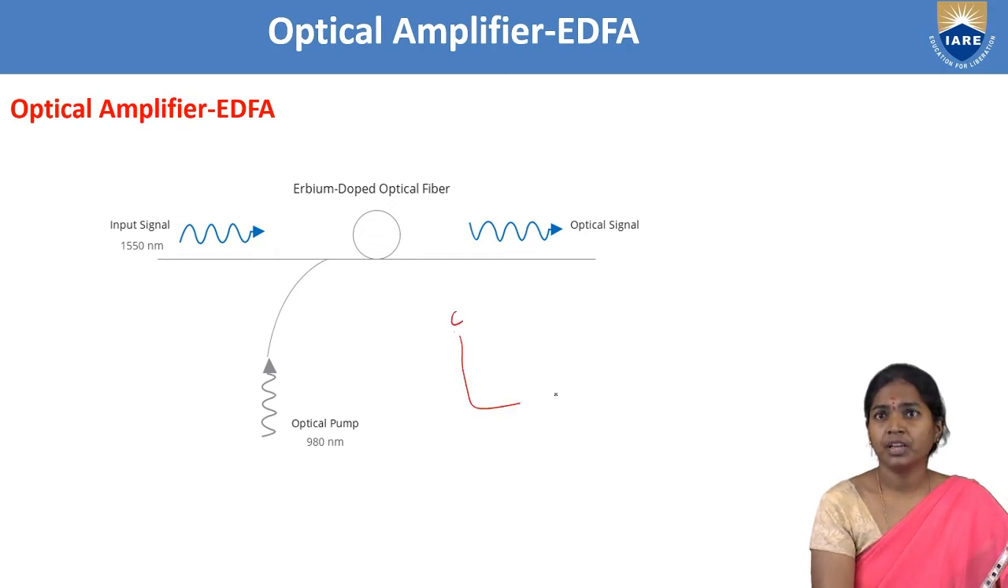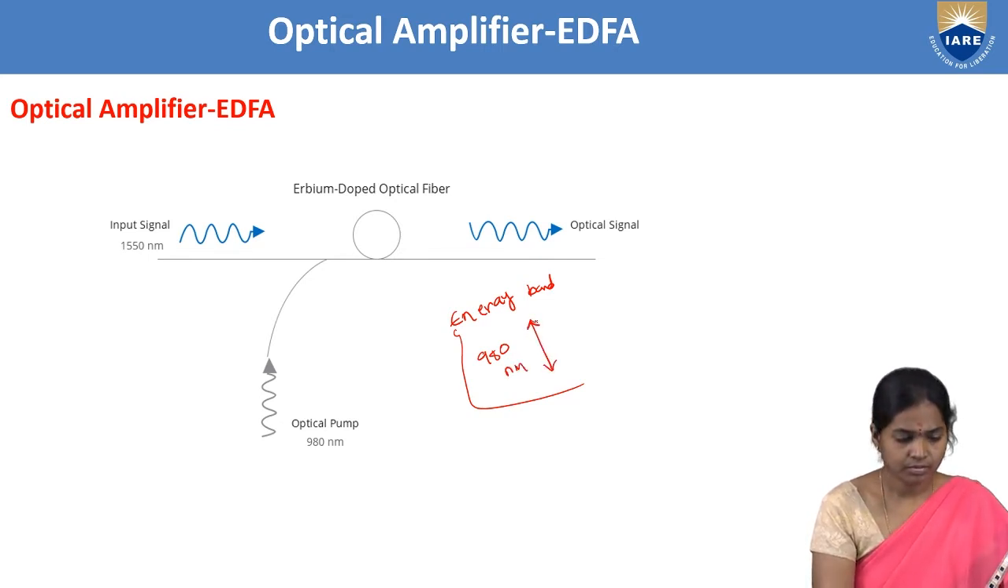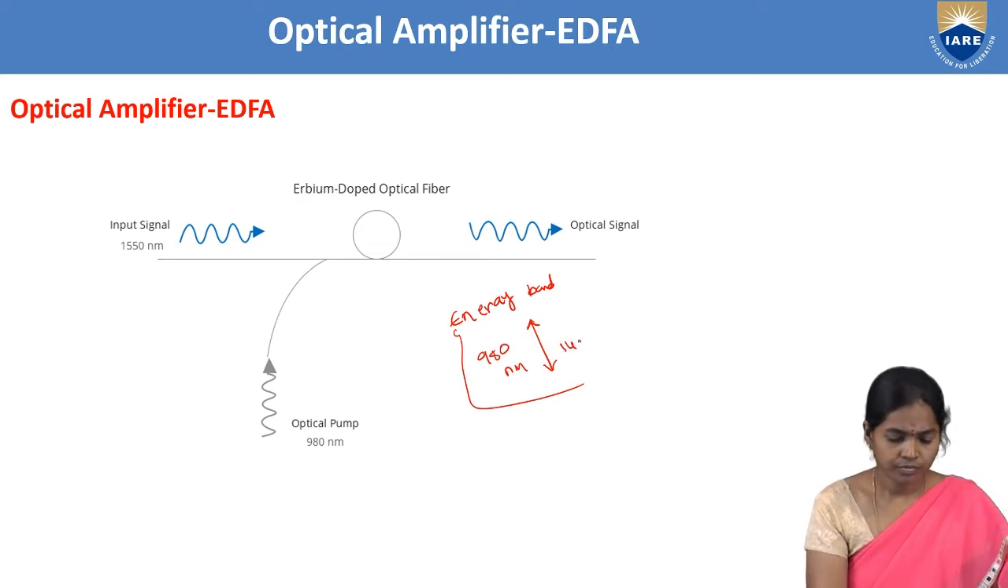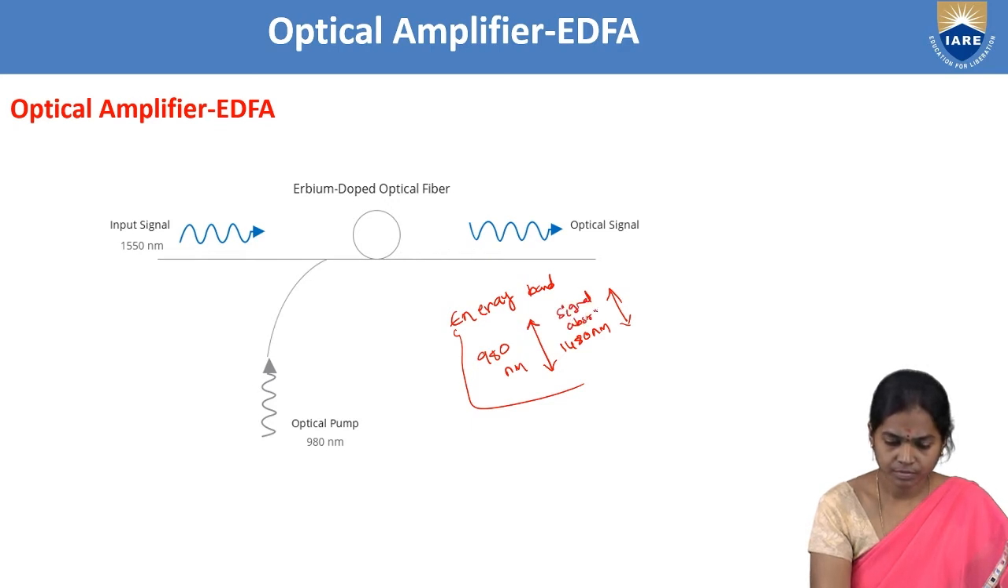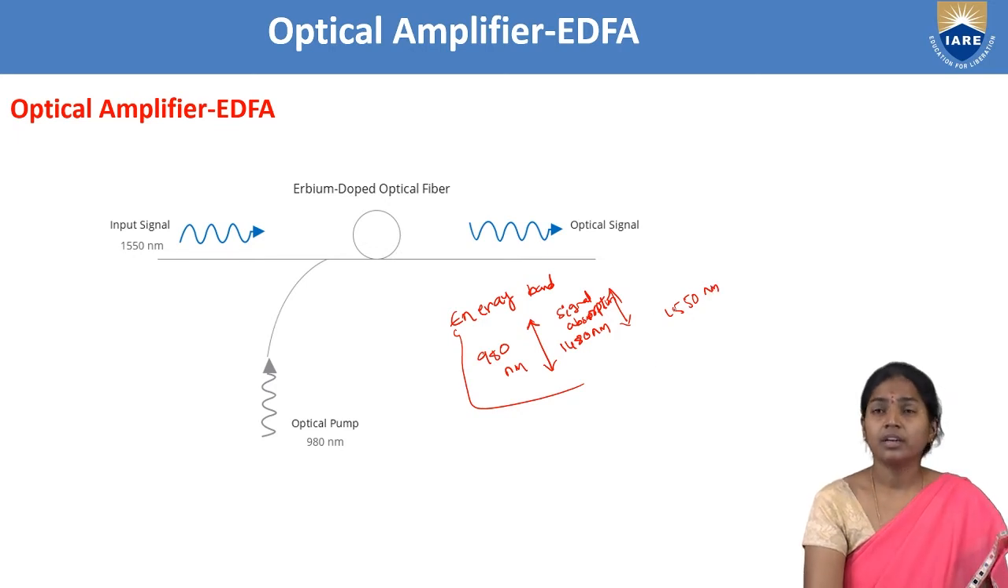So observe here in this energy level diagram: the energy levels, the pump at 980 nanometers, and here signal absorption at 1480 nanometers. Spontaneous emission occurred at 1550 nanometers. Here stimulated emission and absorption occur at the wavelength of 1550 nanometers.